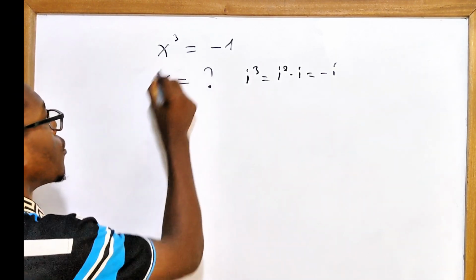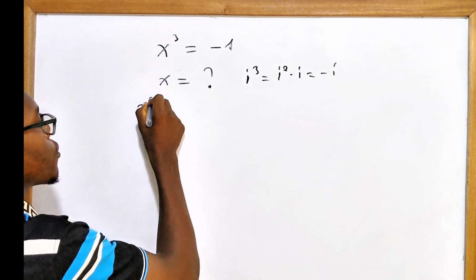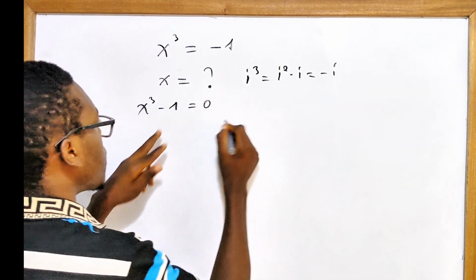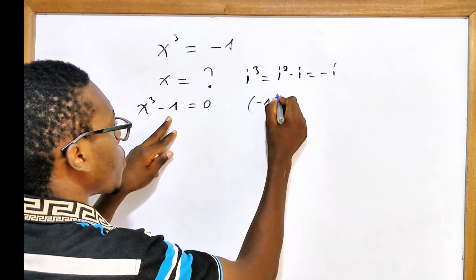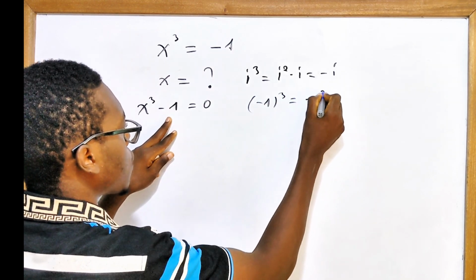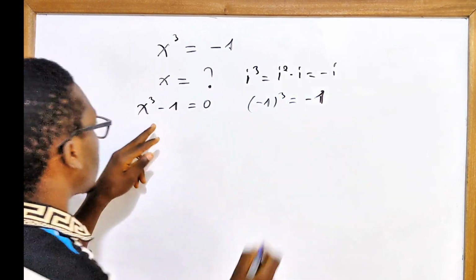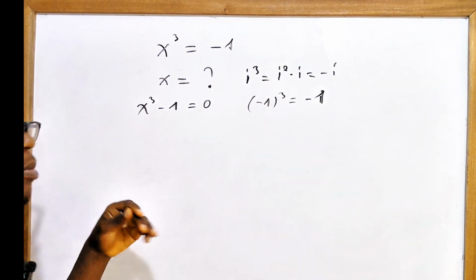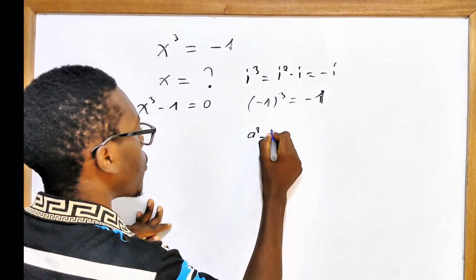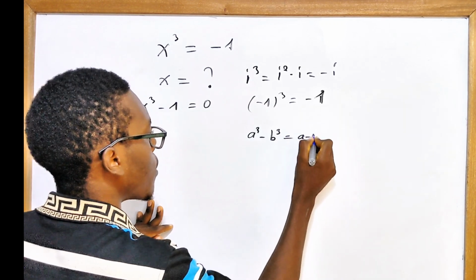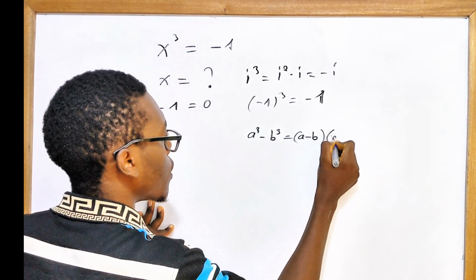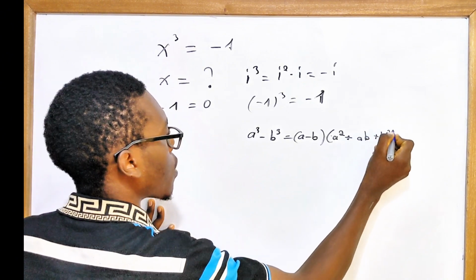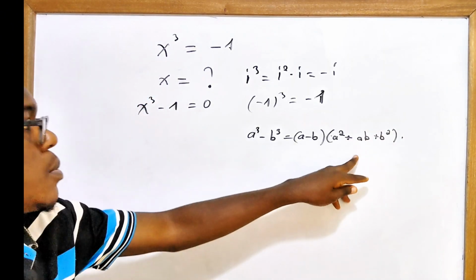values of x. Okay, if we move this 1 to the other side, you have x cubed minus 1 is equal to 0. But know that negative 1, all that cubed, is equal to negative 1. So you're going to ask me why am I using negative 1 cubed? Because we have x cubed. I know from algebra that a cubed minus b cubed is equal to what? a minus b into a squared plus ab plus b squared. Okay, that's what we know from algebra.